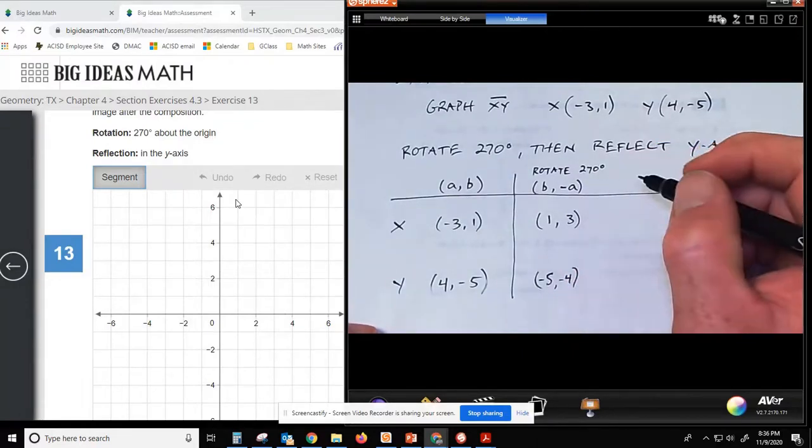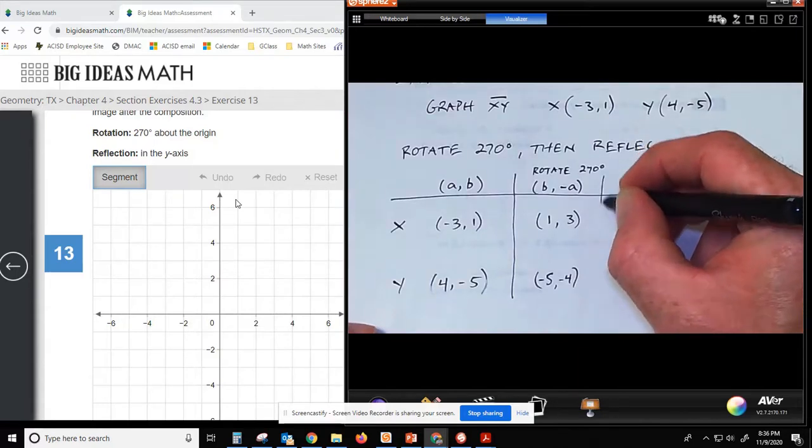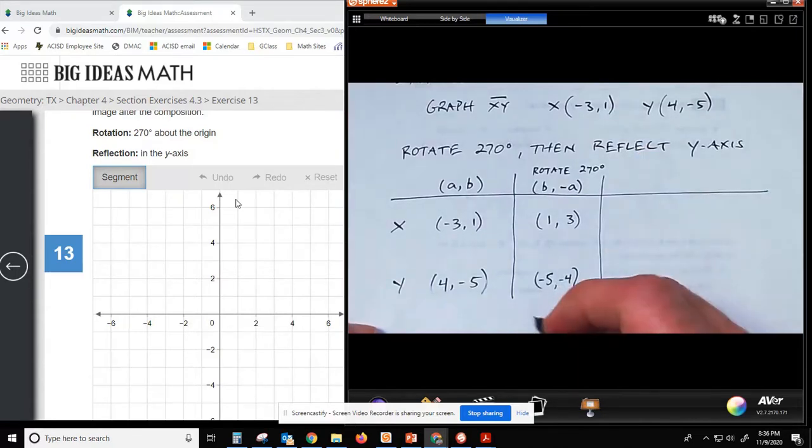So it's almost as if we've created one of our figures. So we're going to graph this. This goes on the graph.